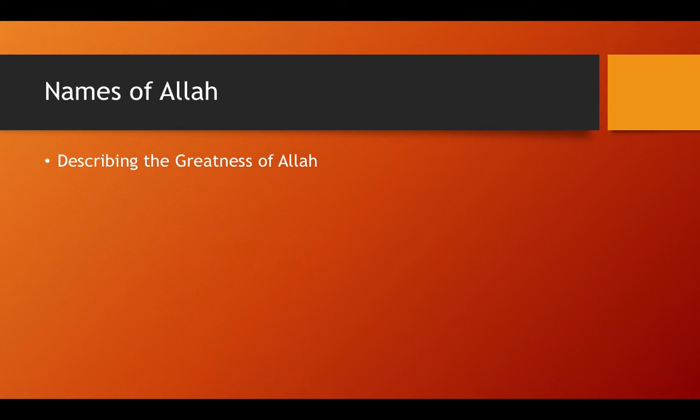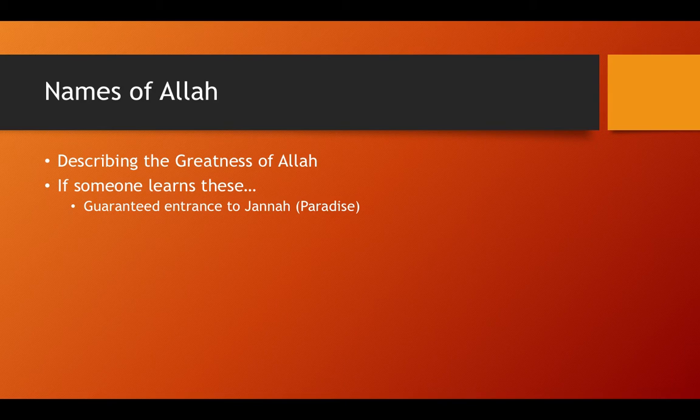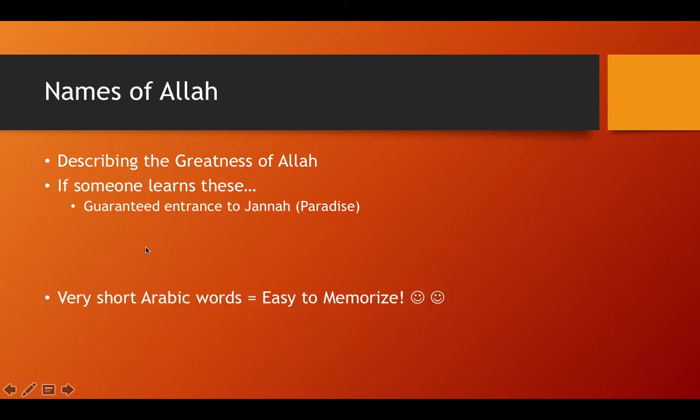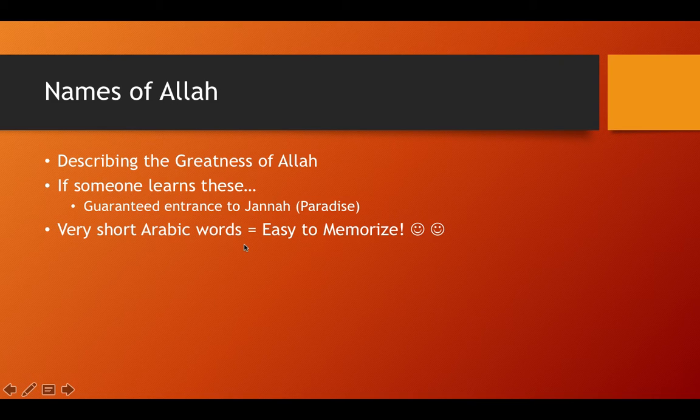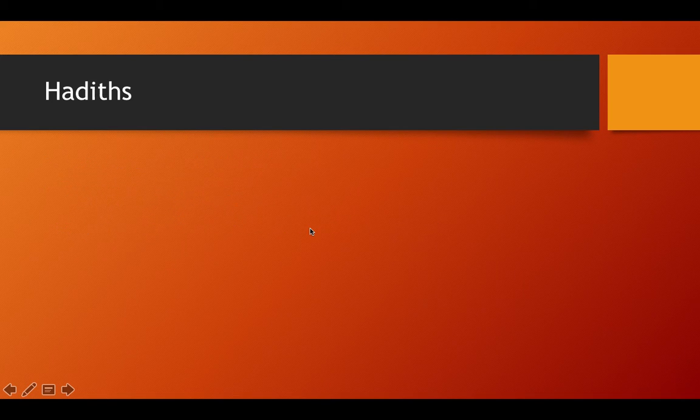The next section of this unit is actually the names of Allah, right? The names of Allah, which we will be talking about soon. These names describe the greatness of Allah, and if somebody learns these names, there is a guaranteed entrance to Jannah, paradise. So this is just the emphasis. It's not saying that you only have to learn these names to go to Jannah or paradise. You have to do many other things, but this is just a bit of an emphasis there. And these names of Allah are very short Arabic words which are easy to memorize, therefore. So don't worry about that.